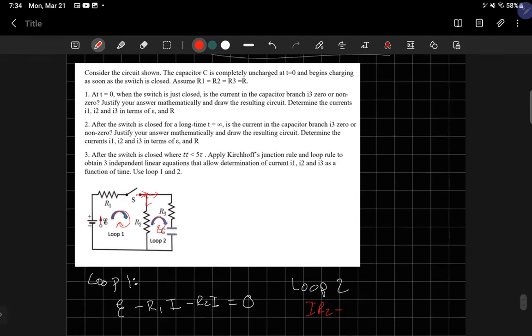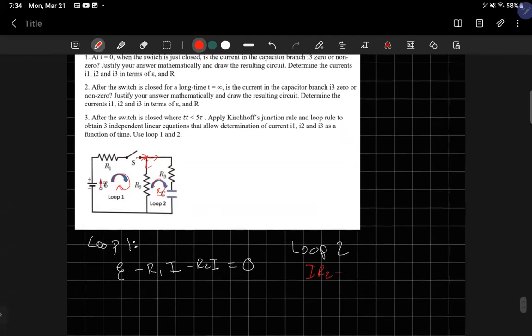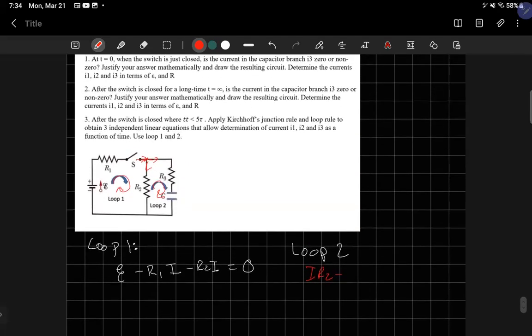When t equals 0 and the switch is just closed, is the current of the capacitor, branch I3, 0 or non-zero? Justify your answer mathematically and draw the resulting current circuit. Determine I1, I2, I3 in terms of epsilon and R.